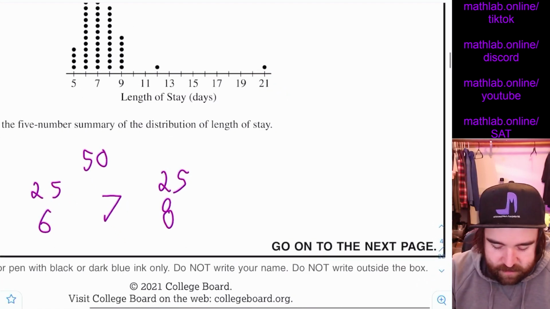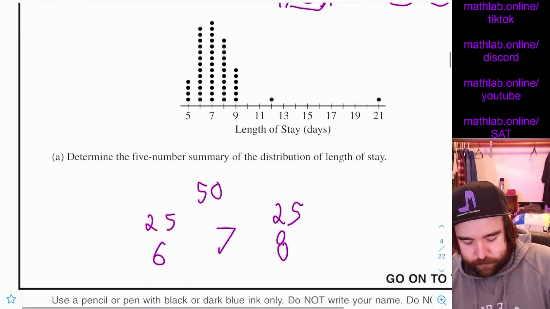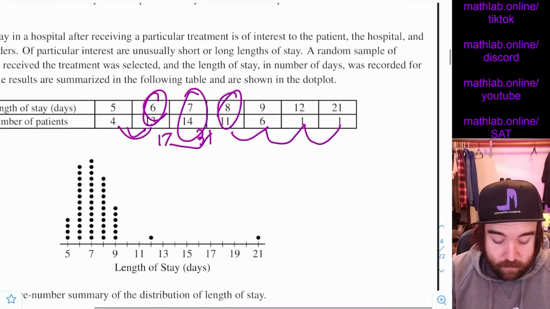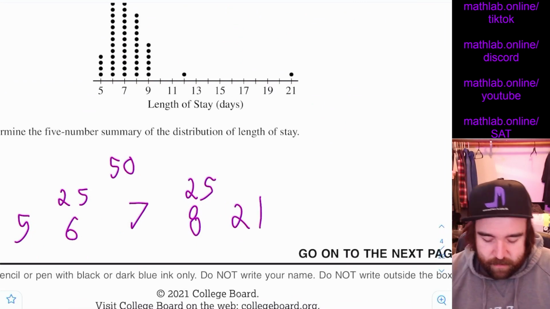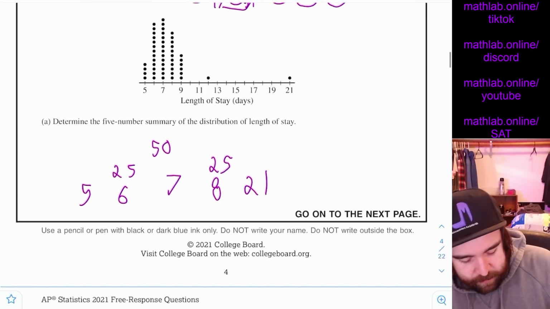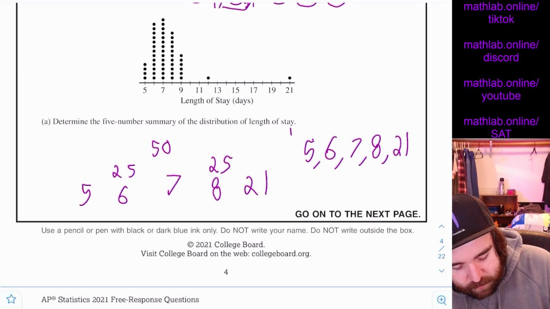So the 5 number summary, and then it's the min and the max. So the minimum is 5. But then the max is 21. And so that might be an outlier. We'll probably be asked to do calculations about that. But that is the 5 number summary. And I don't think we have to really label anything. Maybe we will, just in case.